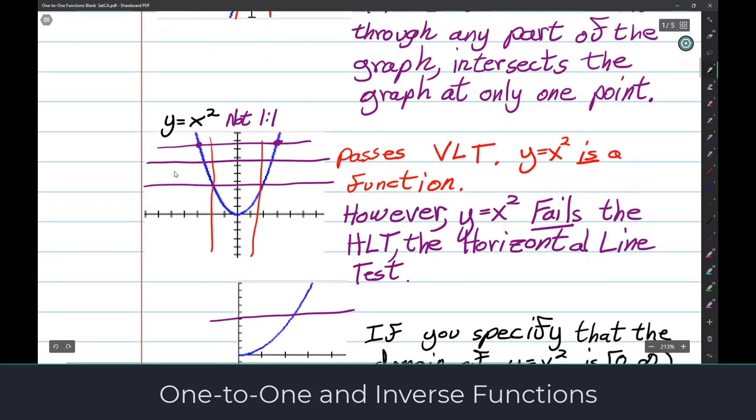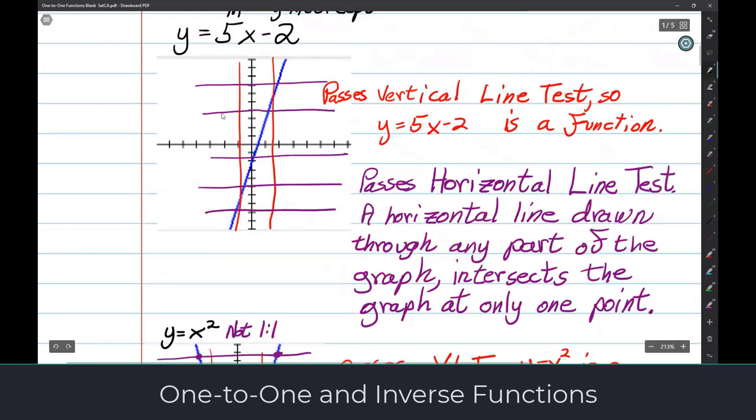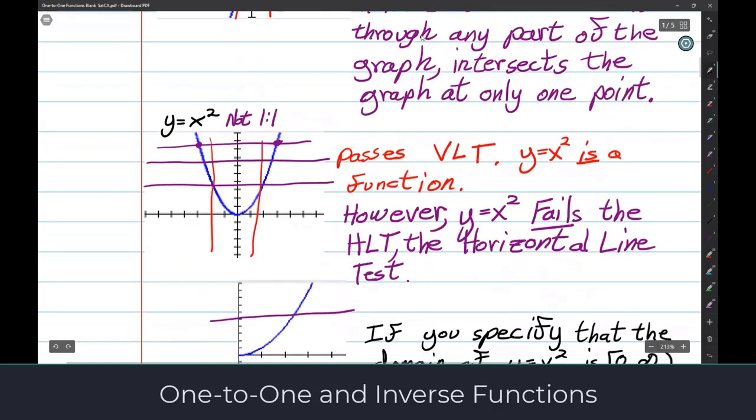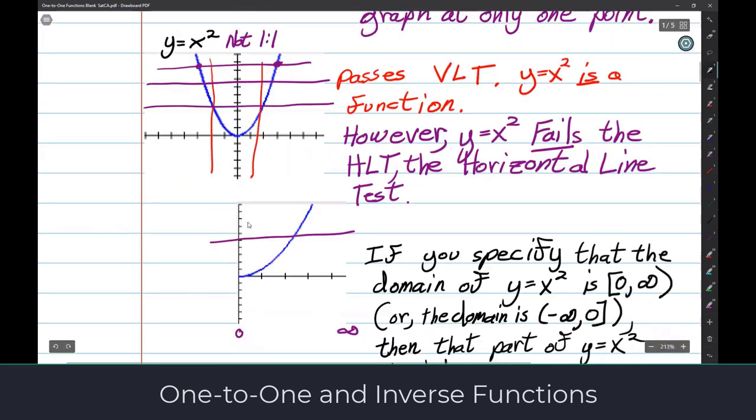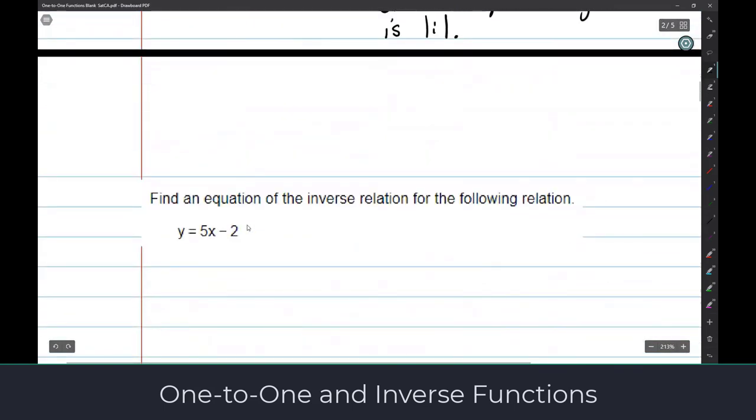We'll just deal with this one, and this one is not one-to-one. Whereas something like this is one-to-one. So the whole reason we care is that means that this has an inverse, but this, when it's a U like that, does not have an inverse. Only if you take half of it. So sneaky little math tricks.